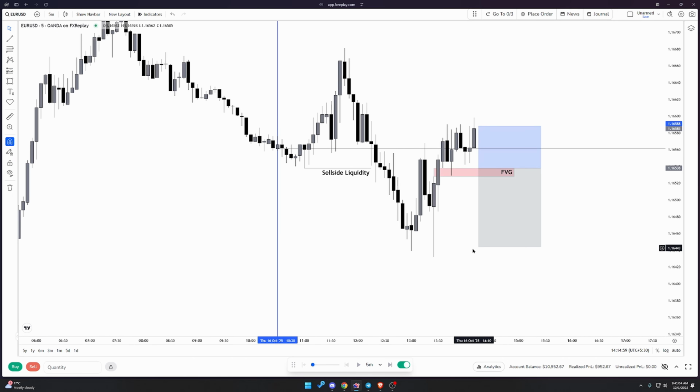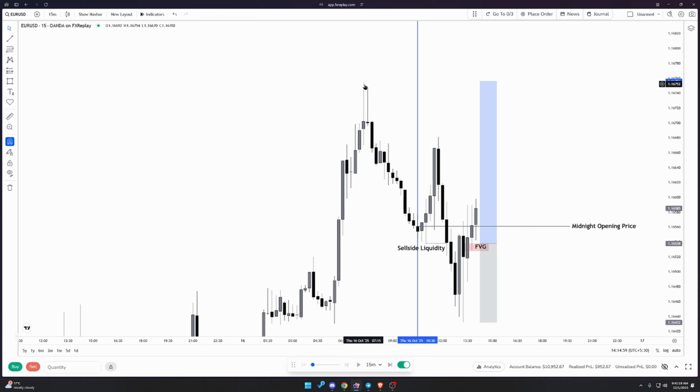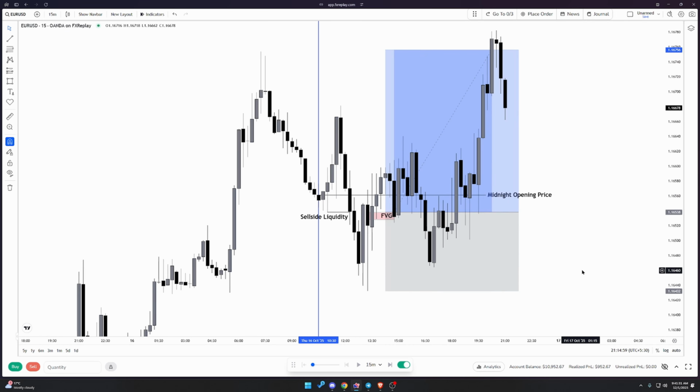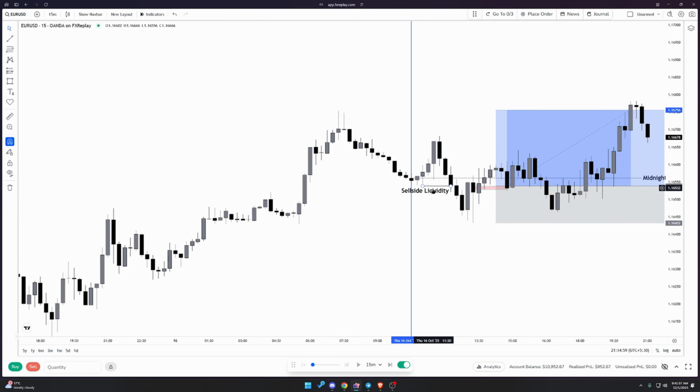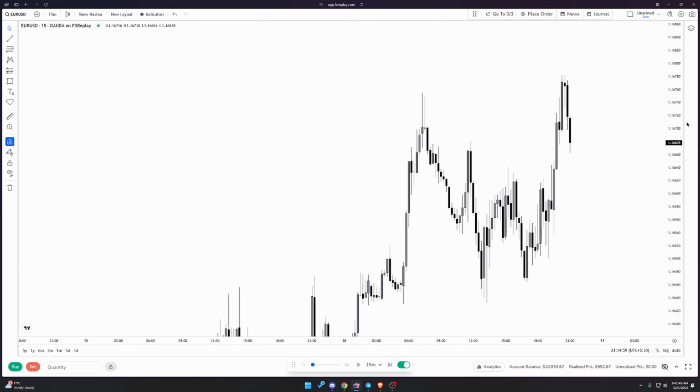So we will enter here, place our stop below the low, and target the buy-side liquidity. Here the market got us in a little bit of drawdown, but still gave us our target. Now let's remove all of this and move on to the next day.